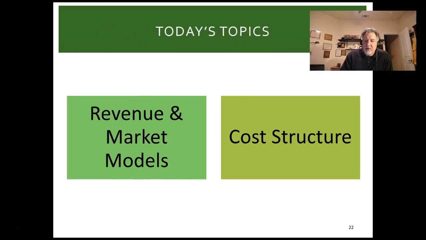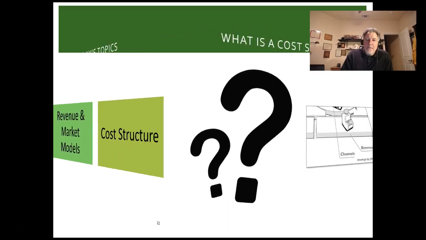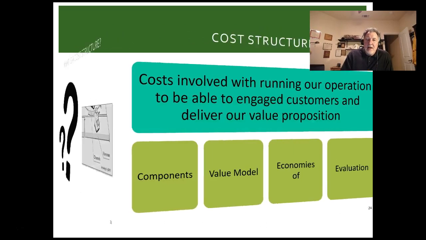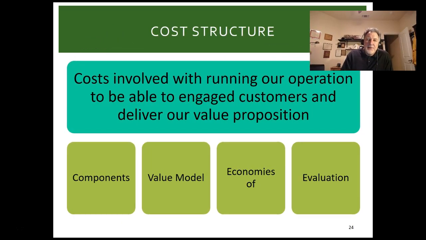Okay, now we're on to cost. I asked this question, cost structure, and I gave you that definition: cost involved with running our operation, which is that left side of the canvas, in terms of engaging our customers and delivering our value proposition. There are four pieces we'll talk about: components, value model, economies of, and evaluation.